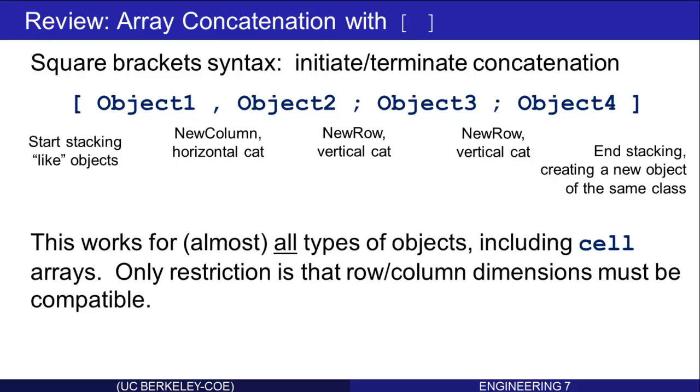This works for almost all types of objects, including cell arrays. I've written almost because arrays of function handles are not allowed, and hence function handles cannot be concatenated. Apart from that, though, the only restriction in all of these concatenation operations is that the row and column dimensions must be compatible. Before we do this on cell arrays, let's take a short quiz reviewing some of the concatenation ideas that we've learned in the past.